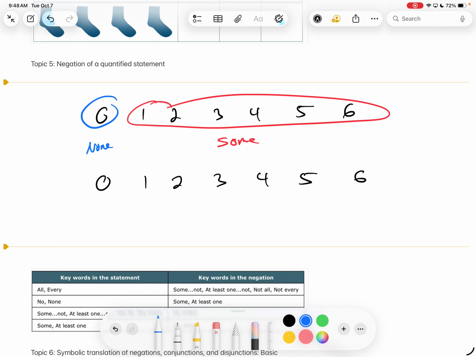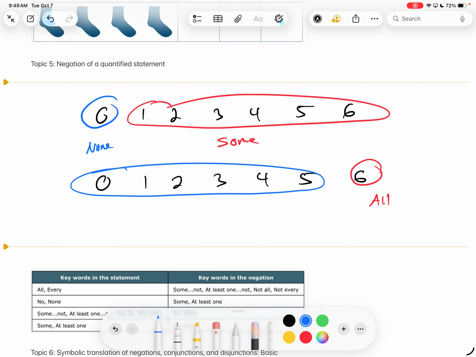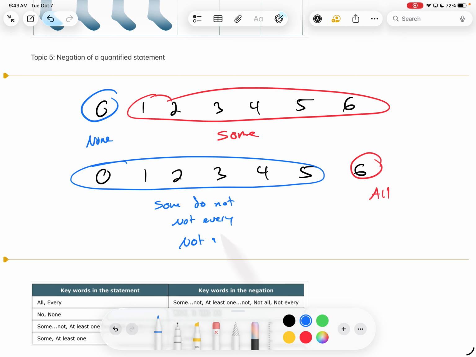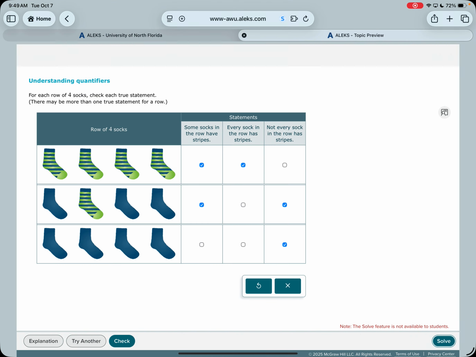So in the other scenario, if I had all, the opposite of all would be some do not, or like not every. What other words do they use there? Not all. Okay. So that's kind of the different scenarios there. The opposite of some, at least one, is none. The opposite of all is that at least one doesn't. Those would be negations of each other. All right, let's go to the actual problem so we can see what it's like.